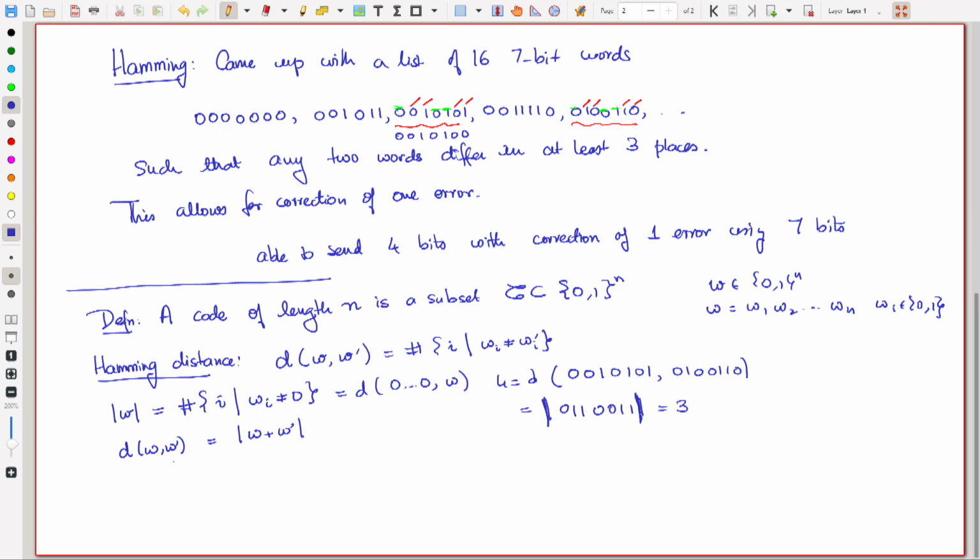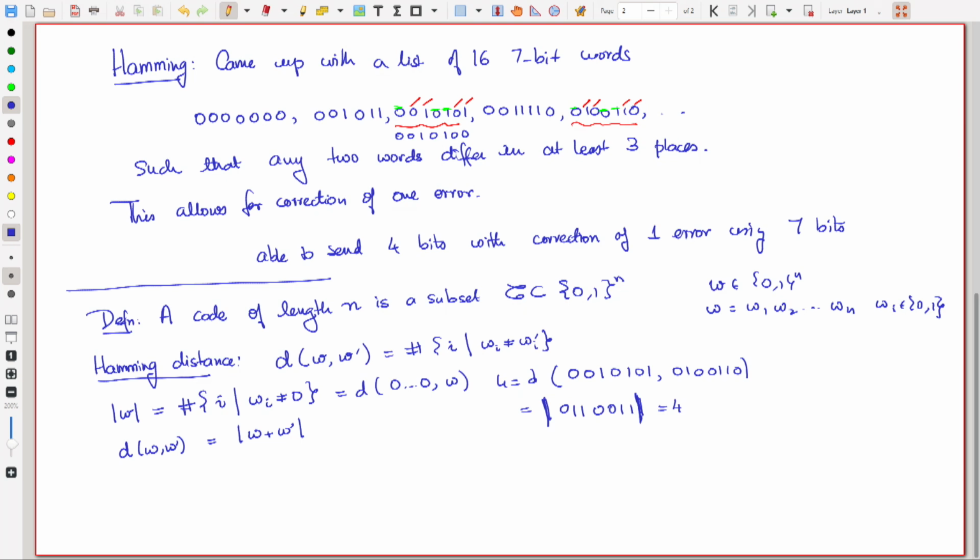And so, if a code allows you to correct one error, then the Hamming distance between any two words should be at least 4. Yeah, thanks. Yeah, I mean 4 cannot be equal to 3. So, this is 4. I mean, we did this in two ways. I am just saying that it is the norm, the Hamming norm of the sum.